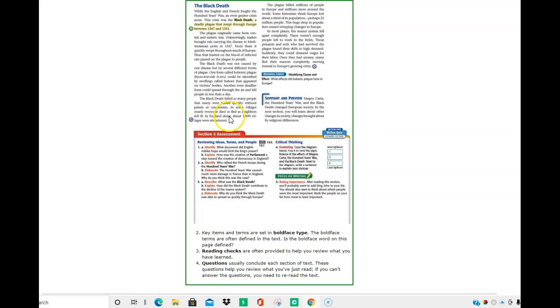In some villages, nearly everyone died or fled as neighbors fell ill. In England alone, about 1,000 villages were abandoned. The plague killed millions of people in Europe and millions more around the world. Some historians think Europe lost about a third of its population, perhaps 25 million people. This huge drop in population caused sweeping changes in Europe.